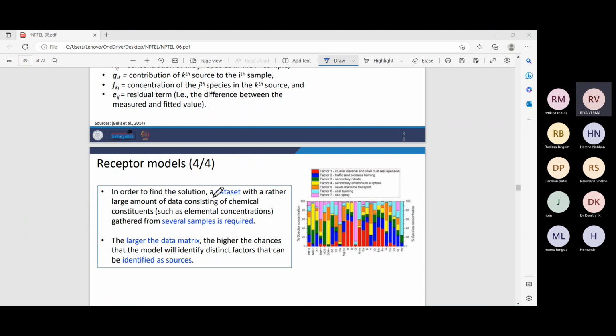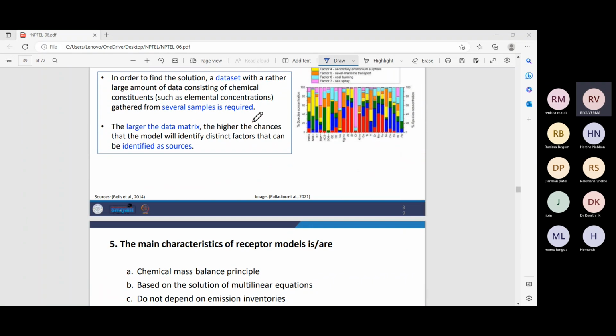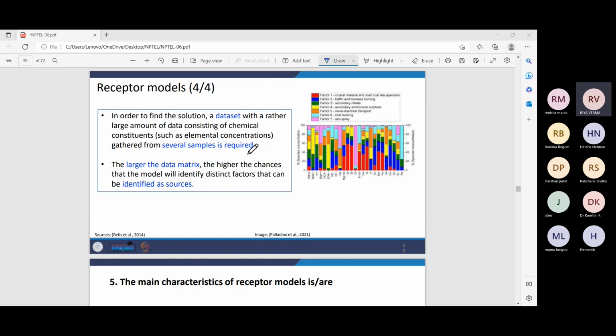And in order to find the solutions, a data set with a rather large amount of data consisting of chemical constituents is gathered from several samples. For example, you can see here that different samples are there, and we have different types of pollutants. The larger the data matrix, the higher the chances that the model will identify distinct factors that can be identified as sources. So this is receptor modeling.